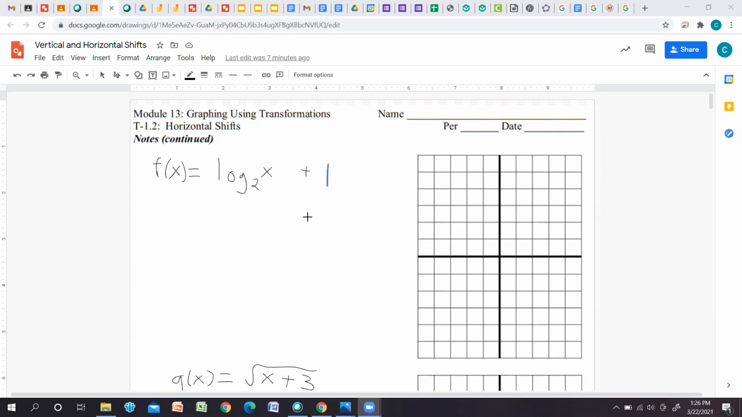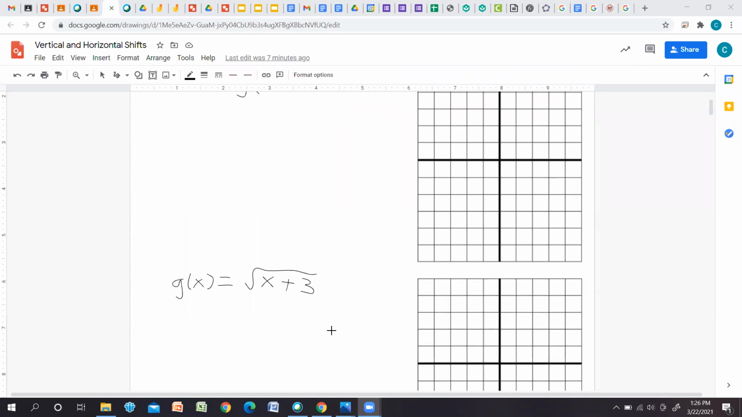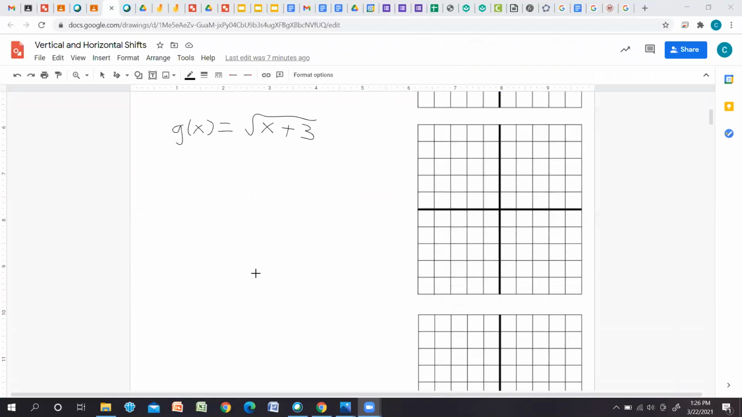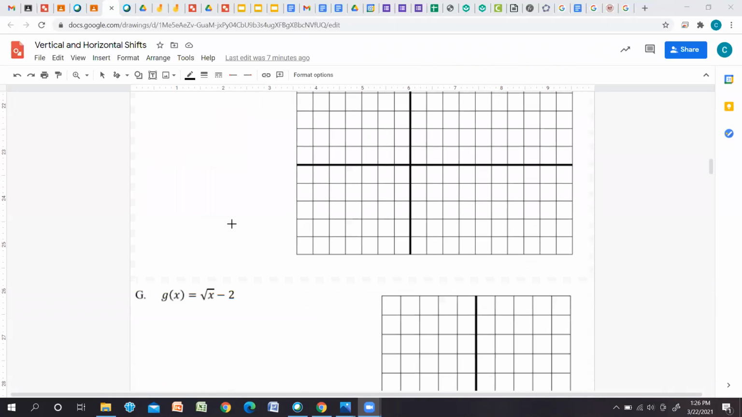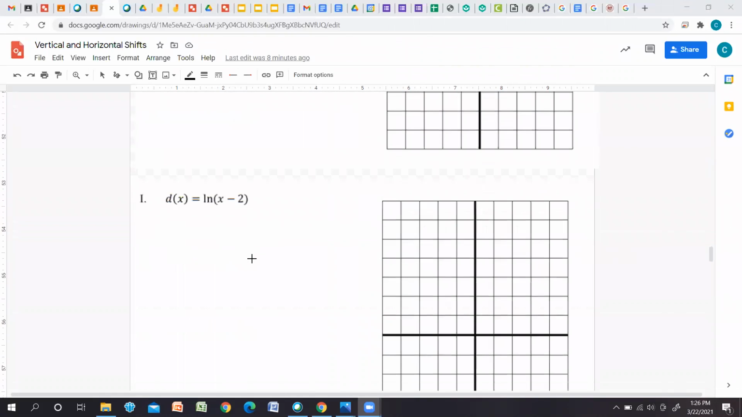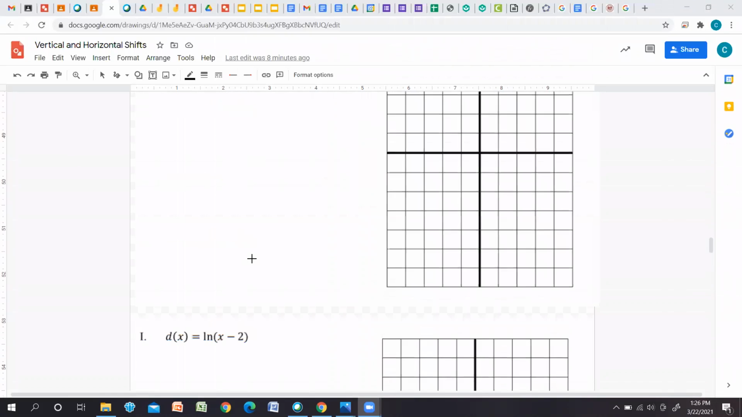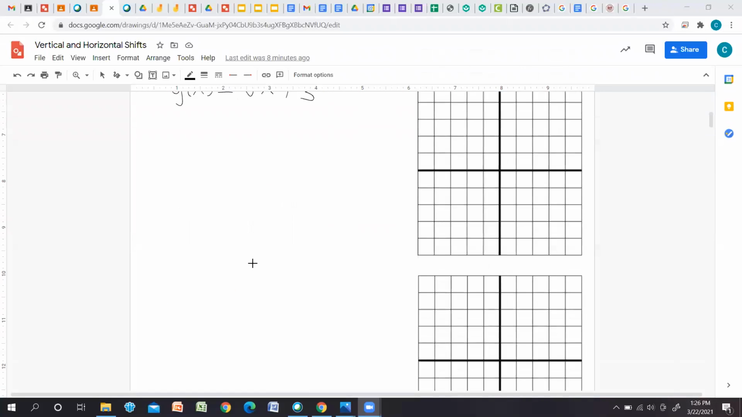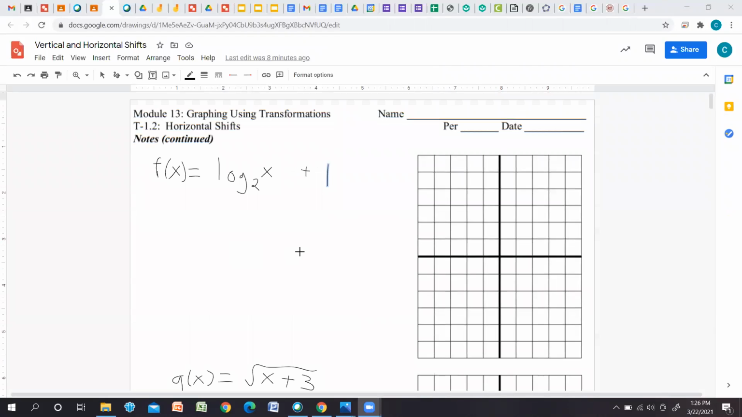You notice this first one is a vertical shift and the second one is a horizontal shift. You can tell because if the addition or subtraction is grouped with the x, it's a horizontal shift. For example, these first few are vertical shifts, and these down here are horizontal shifts. All right, I'm going to show how to do one vertical and one horizontal shift.